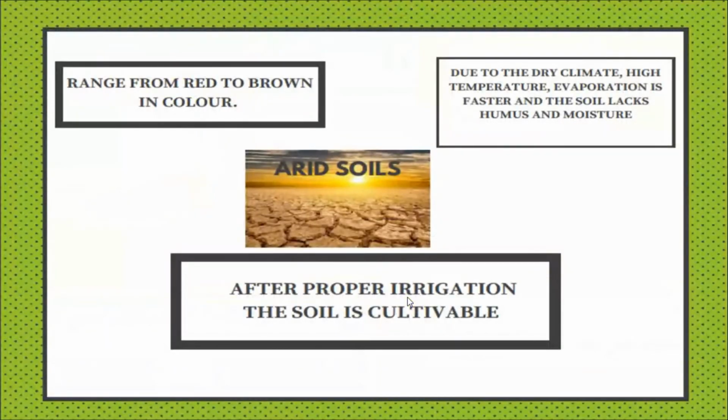Now arid soils. They are from red to brown in color. After proper irrigation, the soil is cultivable. Due to the dry climate and high temperature, evaporation is faster, and the soil lacks humus and moisture. So this soil lacks humus and moisture.